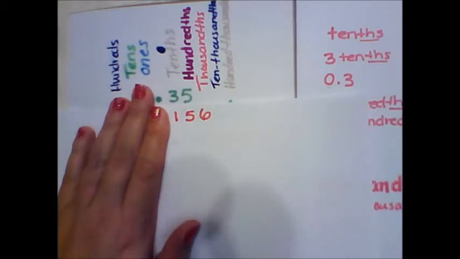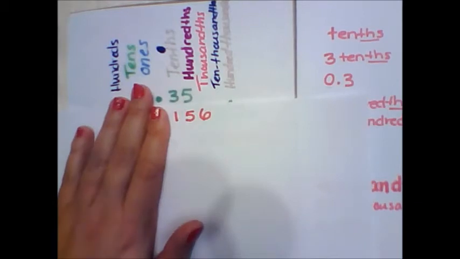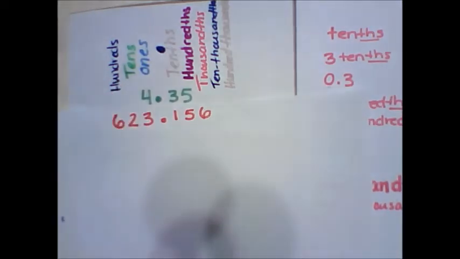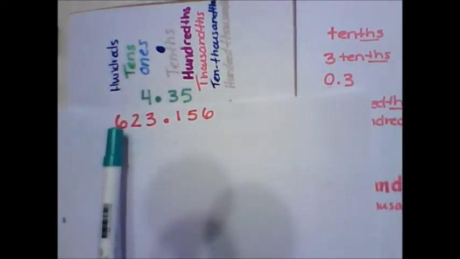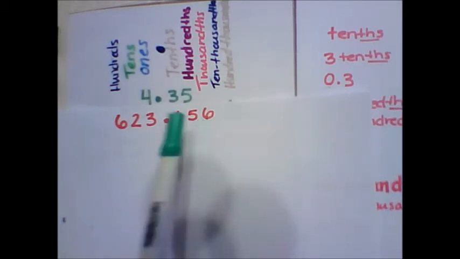This is 156, and it's absolutely appropriate to say 156, but you have to end this sentence with the appropriate place value. What's the very last place value here? We're stretching all the way out to the thousandths. Therefore, the appropriate way to say this last part of this number is 156 thousandths. Let's try the whole thing again. 623 and 156 thousandths. We're talking very small numbers here.